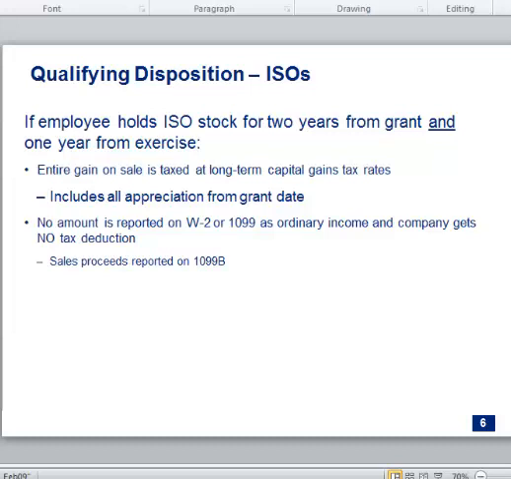All I want you to understand from this is when is it taxed as ordinary income, and therefore when do we get a deduction as a company? When is it not taxed as ordinary income, and therefore when do we not get a deduction? Those are the key themes that you've got to pick up on.